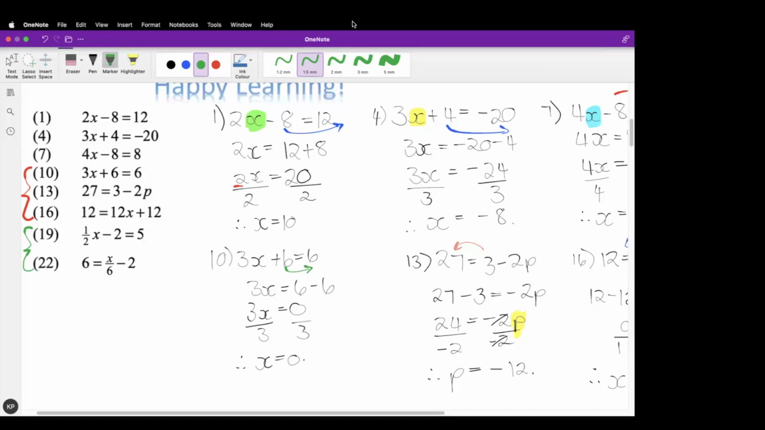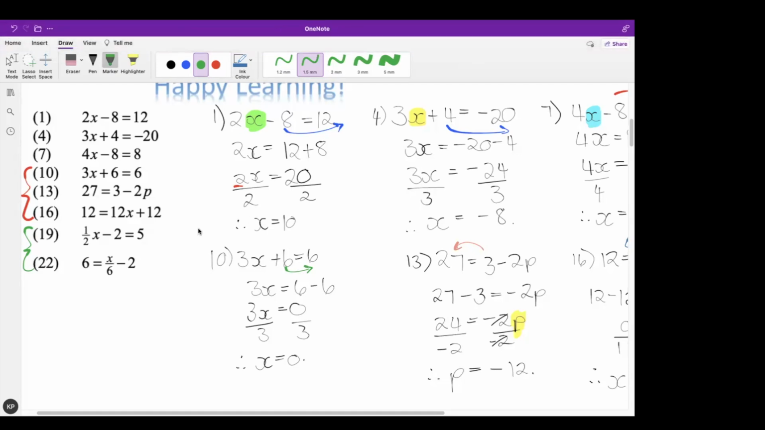Probably a couple of seconds left. Anyone got an answer for 22 yet? Let's hear. No? Okay, I'm going to do 19 while you guys finish off 22. And then as soon as you have an answer, post it in the chat. Okay. Let's get going with 19.